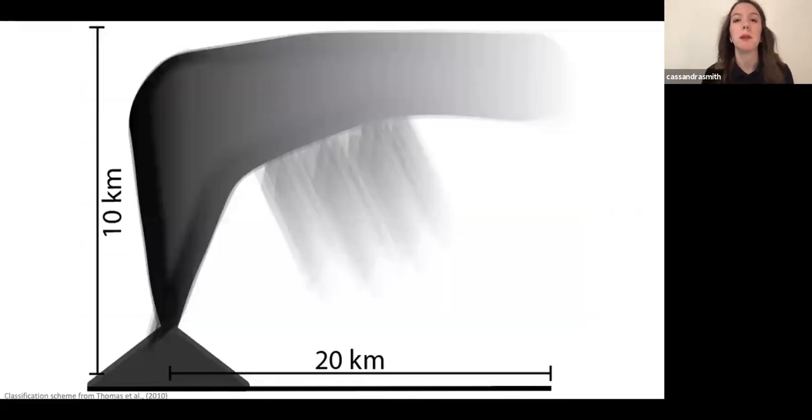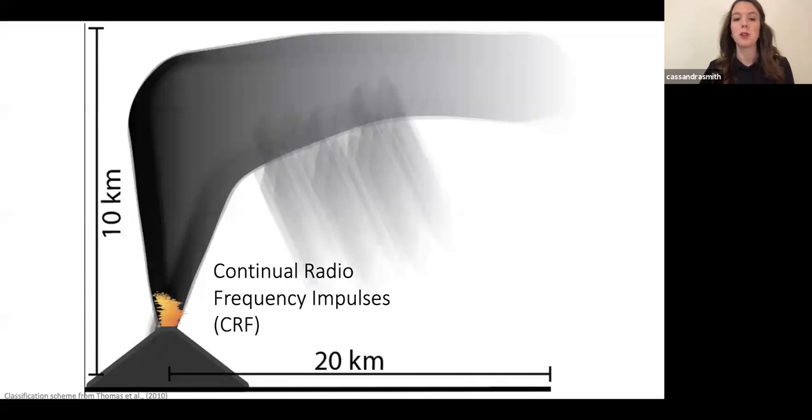So with meteorological lightning, I've said that we classify it based on where the charge is transferring, so cloud to ground or cloud to cloud. With volcanic lightning, we do it a little differently. We divide it into 3 different categories. So the first one is a continual radio frequency impulse. So that is a huge mouthful, so we just sum it up as CRF. That's how you'll see it referred to in the literature if you dig into this.